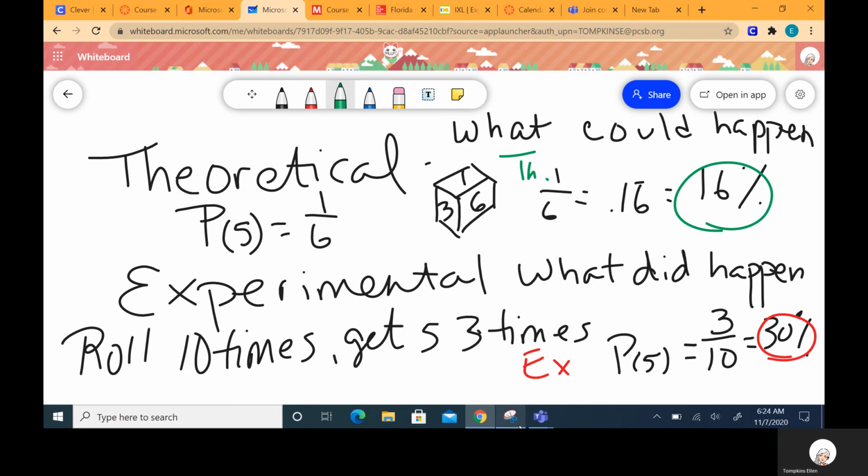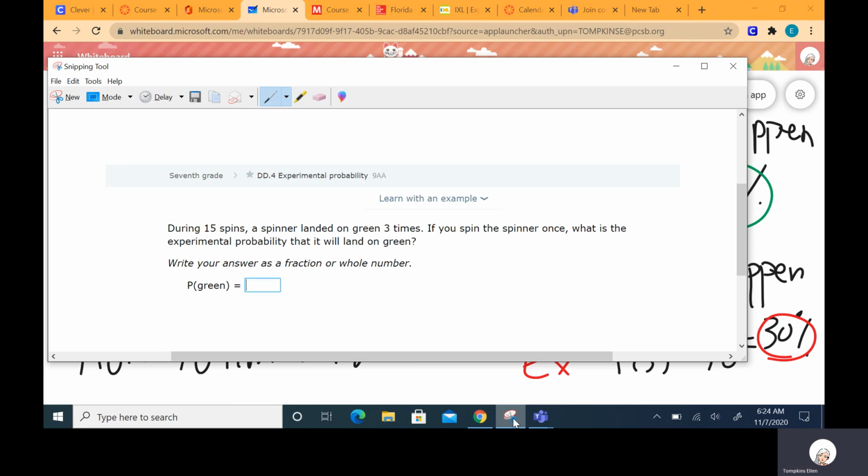So, and let's look at this. During 15 spins, a spinner lands on green 3 times. If you spin it once, what is the experimental probability that it will land on green?